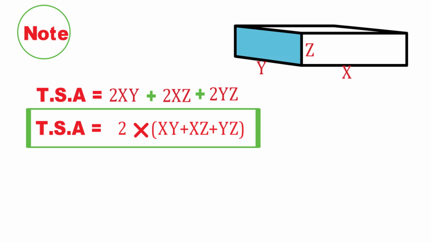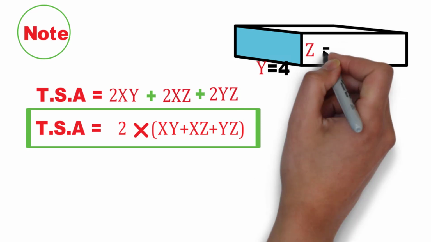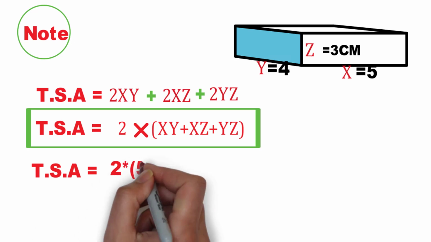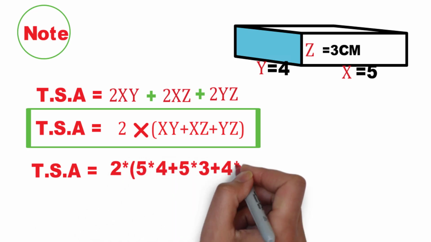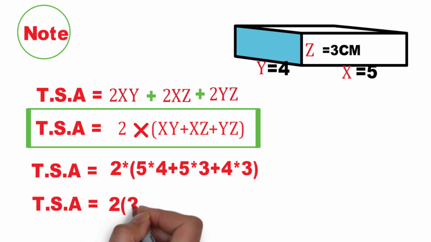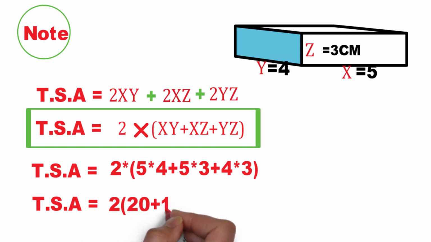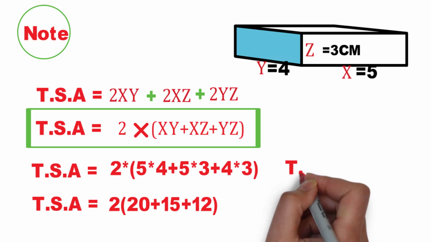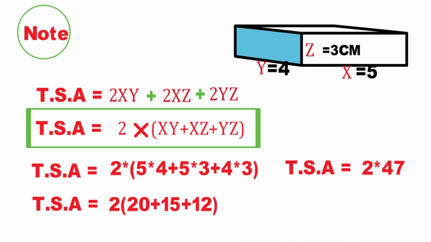We can suppose that the dimensions are x equals 5, y equals 4, z equals 3 centimeters. Now total surface area equals the double of the expression 5 times 4 plus 5 times 3 plus 4 times 3. 5 times 4 equals 20, plus 5 times 3 equals 15, plus 4 times 3 equals 12. Now guys, just add all the products. 20 plus 15 plus 12 equals 47. 47 times 2 equals what, guys? It's easy, equals 94 square centimeters.